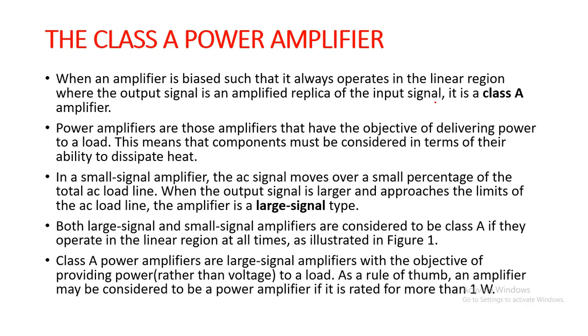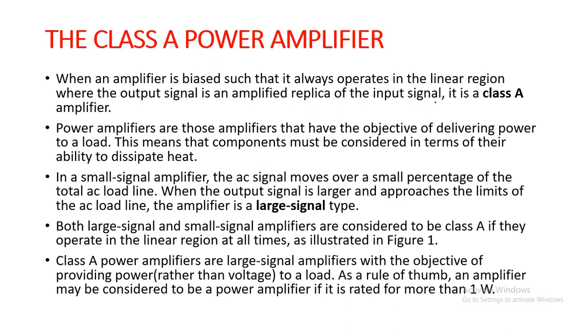In a small signal amplifier, the AC signal moves over a small percentage of the total AC load line. When the output signal is larger and approaches the limits of the AC load line, the amplifier is known as the large signal type. Both large signal and small signal amplifiers are considered class A if they operate only in the linear region all the time. To be a class A amplifier, it needs to operate in the linear region all the time. It's not that it operates in the linear region at some points of time, but for all the time.